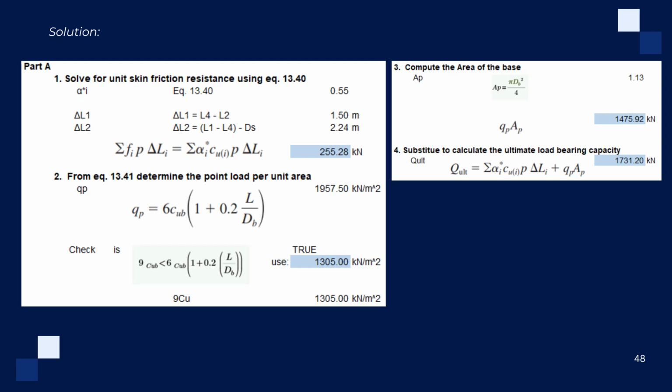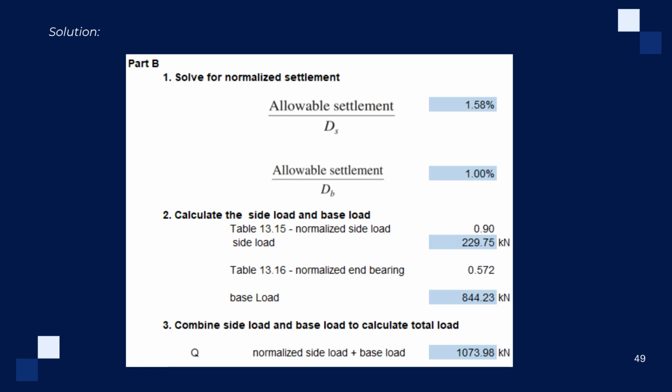Then, we need to substitute to calculate the ultimate bearing capacity. Qult is equal to the summation of alpha i times Cu i times p times change of length i plus qp Ap, which is 1731.20 kilonewton. And then, we need to solve for normalized settlement, where we divide the allowable settlement over the ds, which is 1.58%, and then also the allowable settlement divided by the dB, which is 1%.